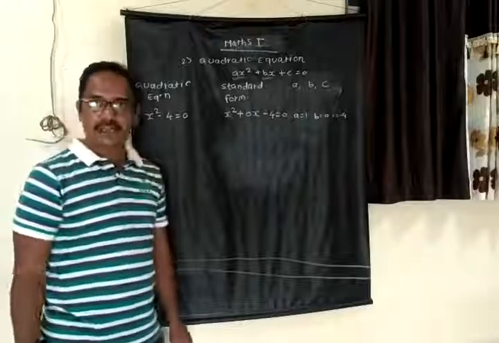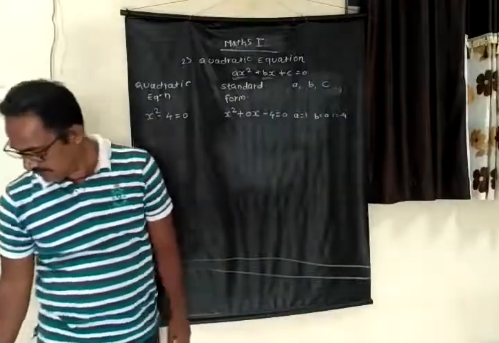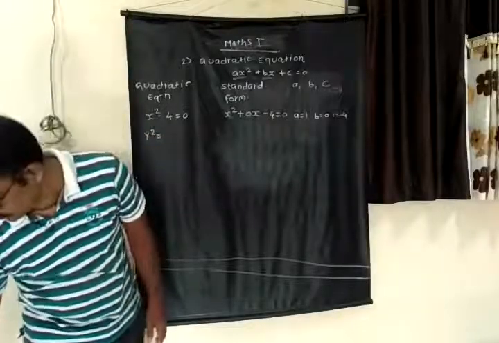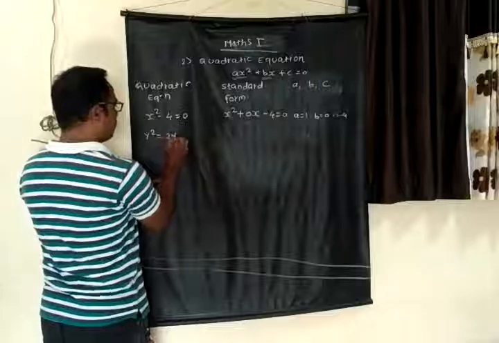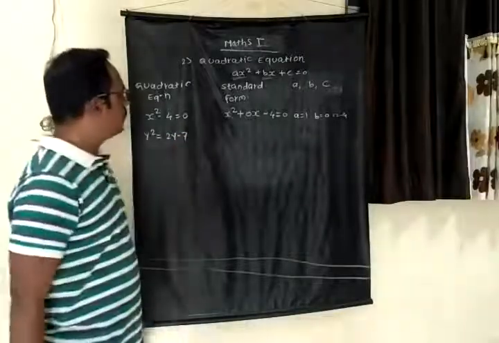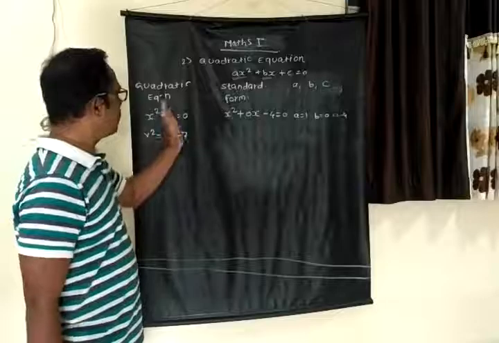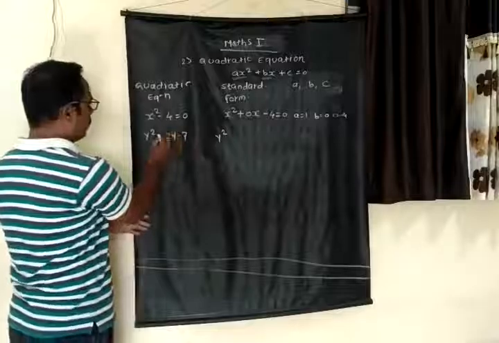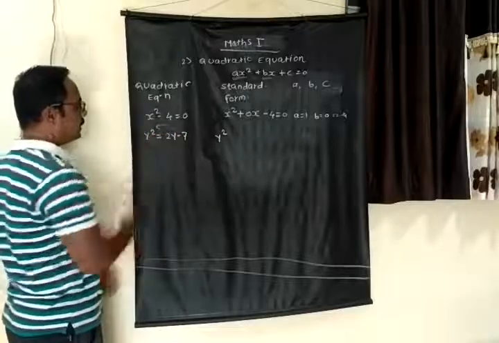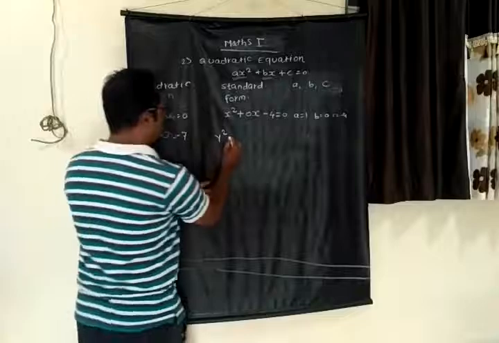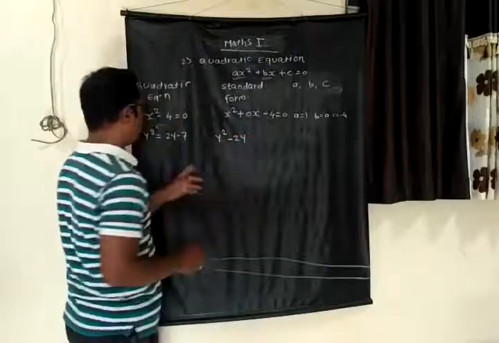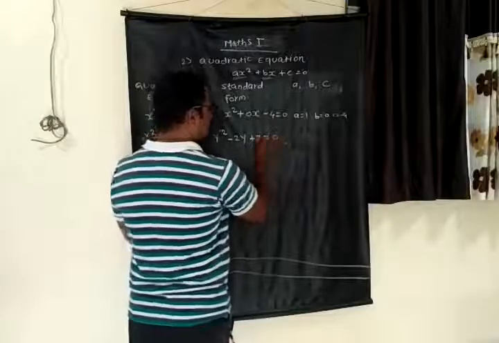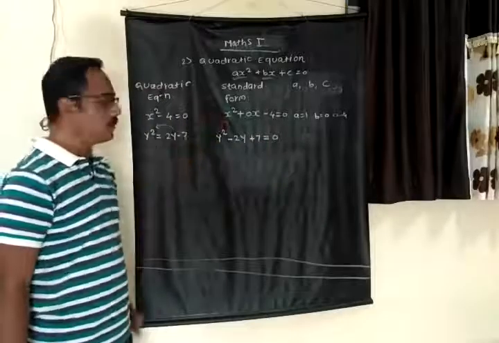Now the next equation given as y square is equal to 2y minus 7. Now to convert this quadratic equation into standard form, y square will be as it is. 2y is on the right side, so it becomes minus 2y. Minus 7 will become plus 7 is equal to 0. So that is the standard form of this equation.